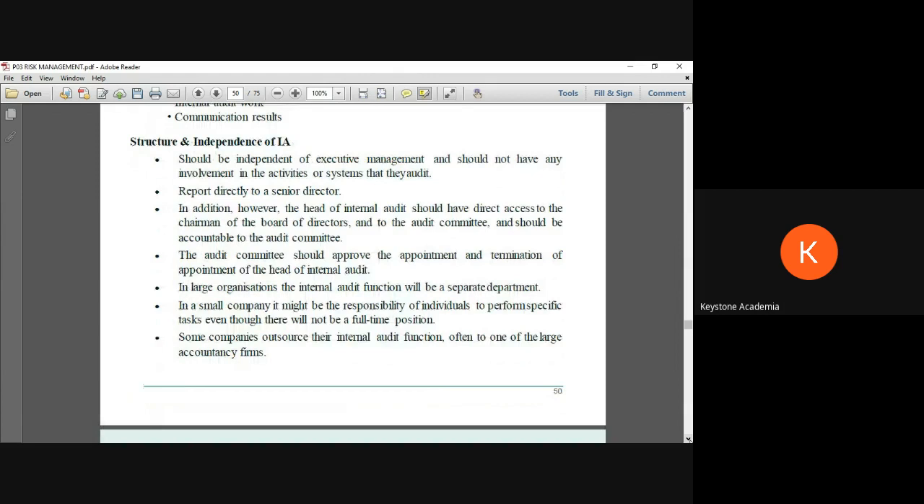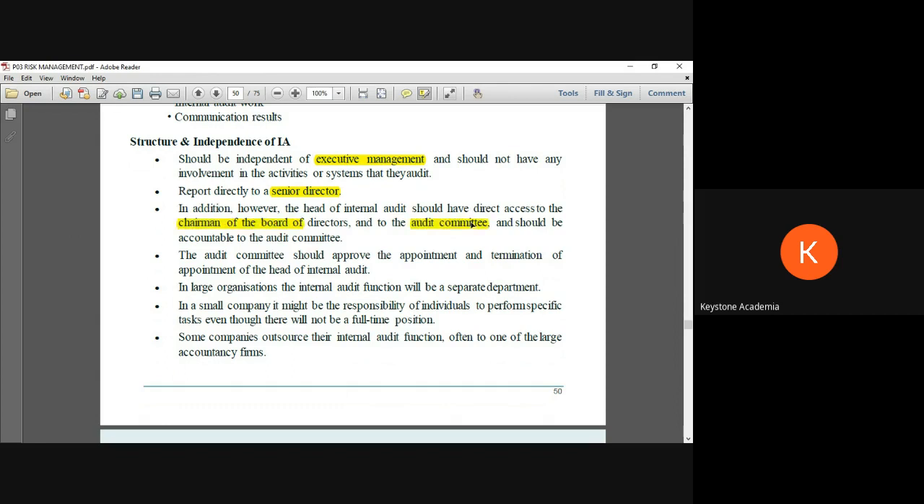Structure and independence: there should be independence from executive management. They should not do day-to-day operations. However, in a smaller organization, the same team works and also does internal audit. A very small organization, if they don't have internal audit or can't afford it. But in DAISTRUK, it's not possible. They report directly to a senior director. They should always have access to the senior people. In addition, the head of internal audit should have direct access to the chairman of the board of directors, not even the CEO, the chairperson, the ultimate powerful person of the board, and the audit committee.